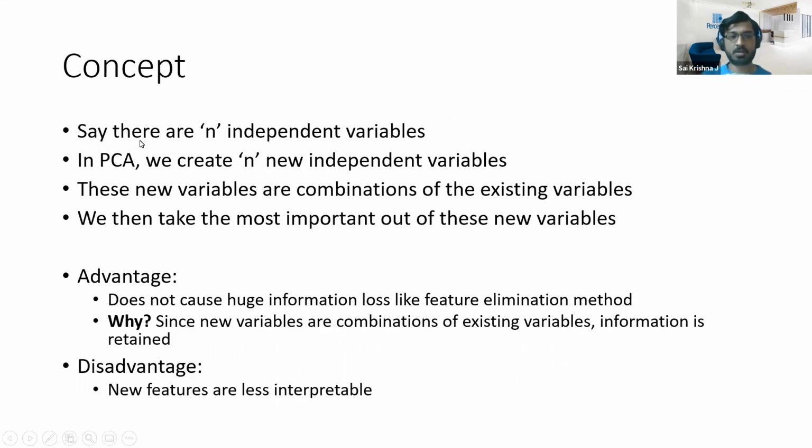So what is the concept here? Let's say there are n independent variables. Independent variables are the predictor variables which you use to predict the value of the target variable. Assume that there are n independent variables. In PCA, what we do is we create n new independent variables, and these new variables are combinations of the existing variables. After creating these new variables, we take the most important ones out of them. This is the core method of Principal Component Analysis.